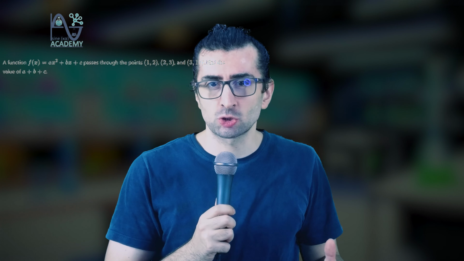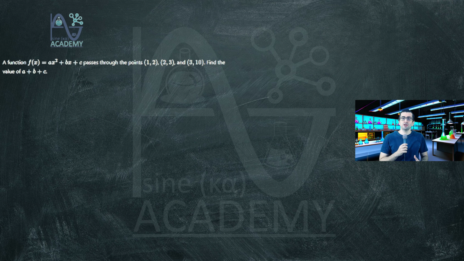Question. A function f(x) equals ax squared plus bx plus c passes through the points (1, 2), (2, 3), and (3, 10). Find the value of a plus b plus c. Let's get started. Step 1. Write the system of equations.